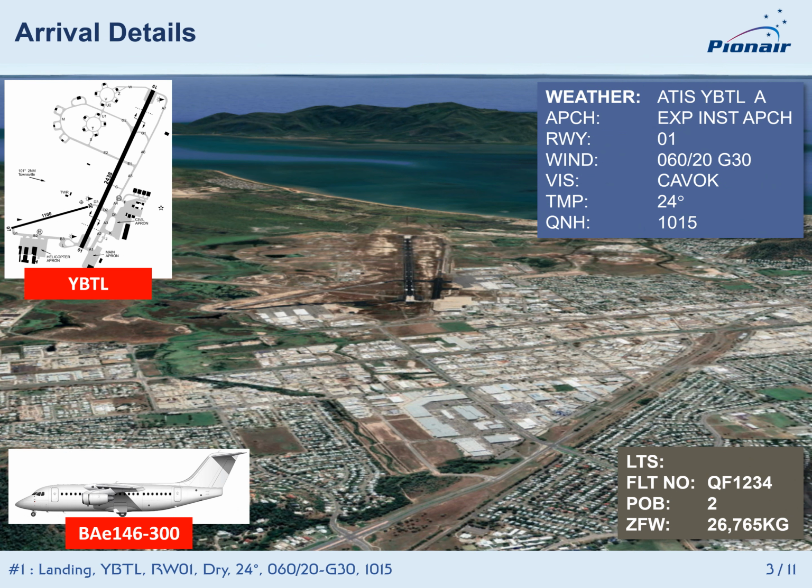So here we are contemplating an arrival into Townsville in a 300 series 146, just the two of us. Townsville is giving CAVOK, 24 degrees, 1015, with a wind of 060 degrees at 20 knots, gusting to 30 knots. Zero fuel weight from Brisbane was 26,765. Time to get to work on the card.